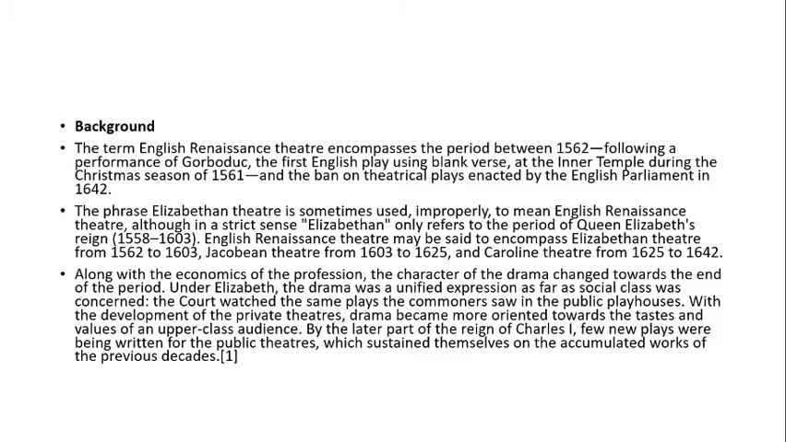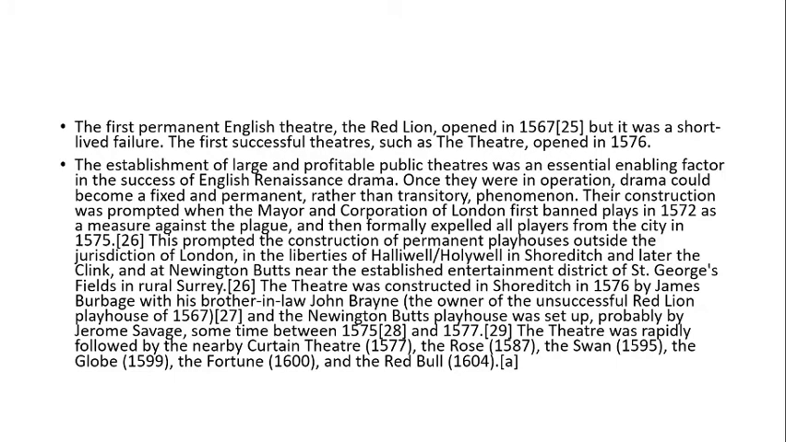By the later part of the reign of Charles I, few new plays were being written for the public theatres, which sustained themselves on the accumulated works of the previous decades. So, the first permanent English theatre, the Red Lion, opened in 1567, but it was a short-lived failure. The first successful theatre, The Theatre, opened in 1576.